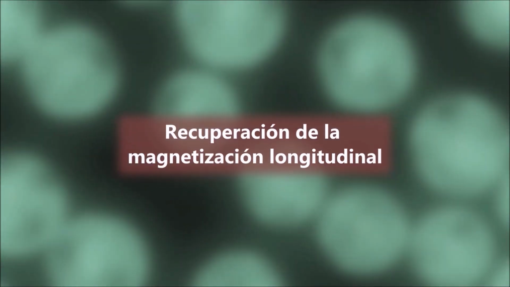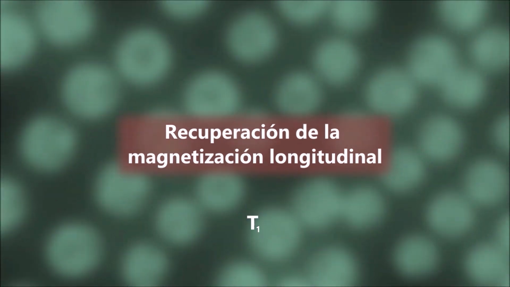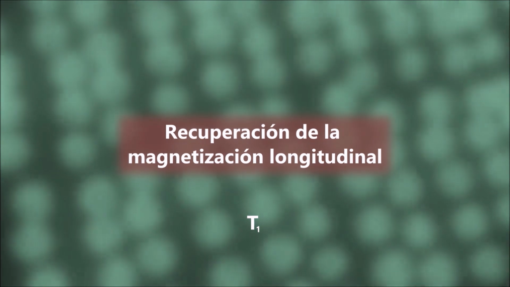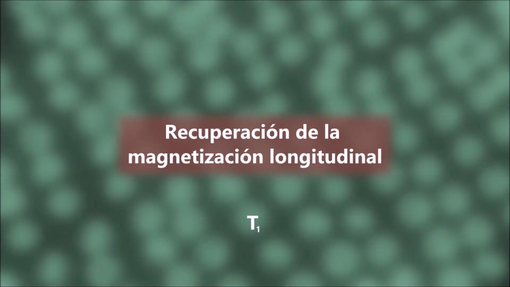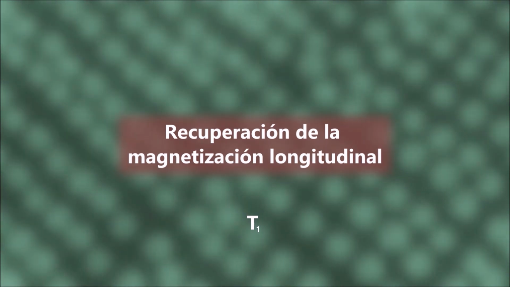Thus, longitudinal magnetization recovery is defined by the time constant T1, which represents the time required to recover 63% of the original longitudinal magnetization vector. The slower the energy released during longitudinal relaxation, the longer T1 will be.